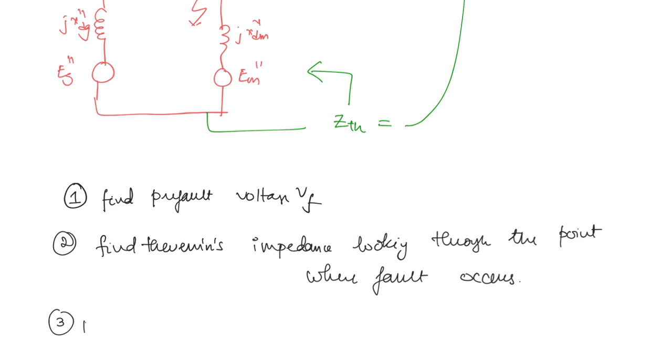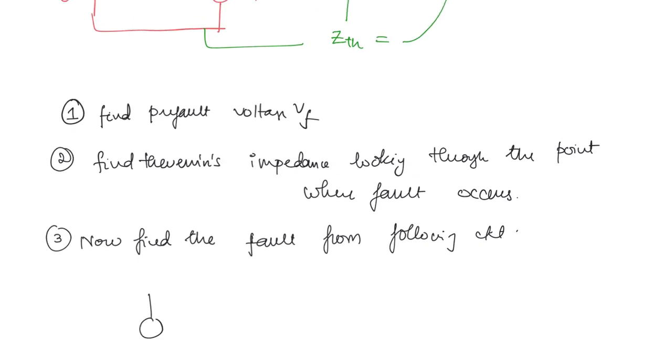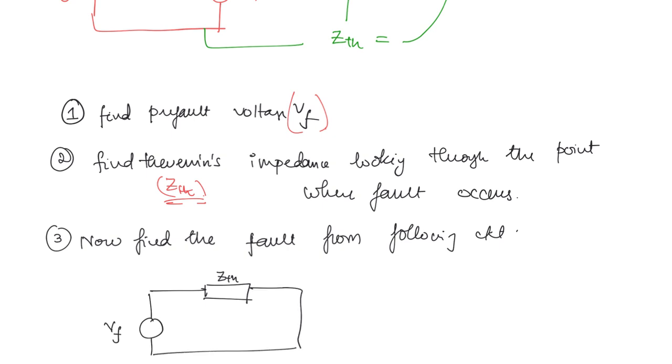And now find the fault current from the following circuit. So what is the circuit? It is going to have the pre-fault voltage Vf and the Thevenin's impedance that we found out. This is Vf, we know already, and this is Zth. Using these two parameters we construct this circuit, and we are going to get the fault current simply as Vf by Zth. So this is the working model. This is how we are going to find the symmetrical fault currents. So this is If double dash here.